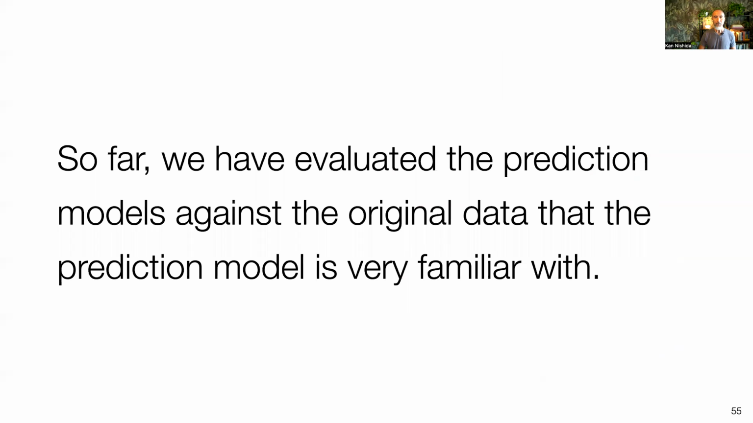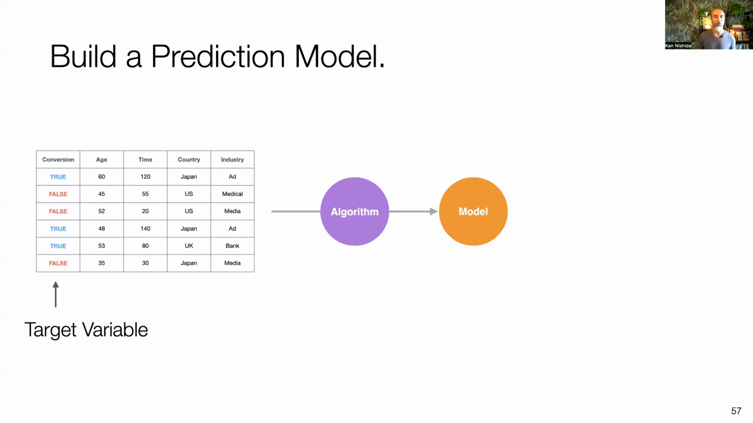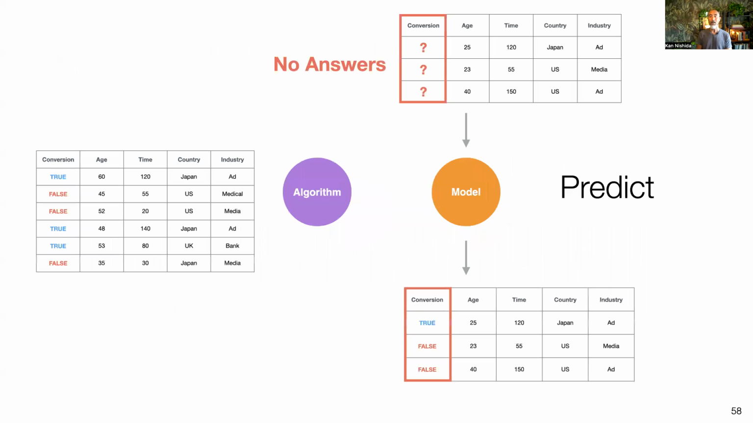So far we have built a model, and then evaluated the prediction model against the original data, which the model is very familiar with. What that means is the next topic: test modes. At the beginning I explained how you build a model behind the scenes. You have the data and give it to algorithms that find the patterns, and based on the patterns it builds the model. Once you build a model, you can give it new data that doesn't have answers, and have the model predict and return the answers.